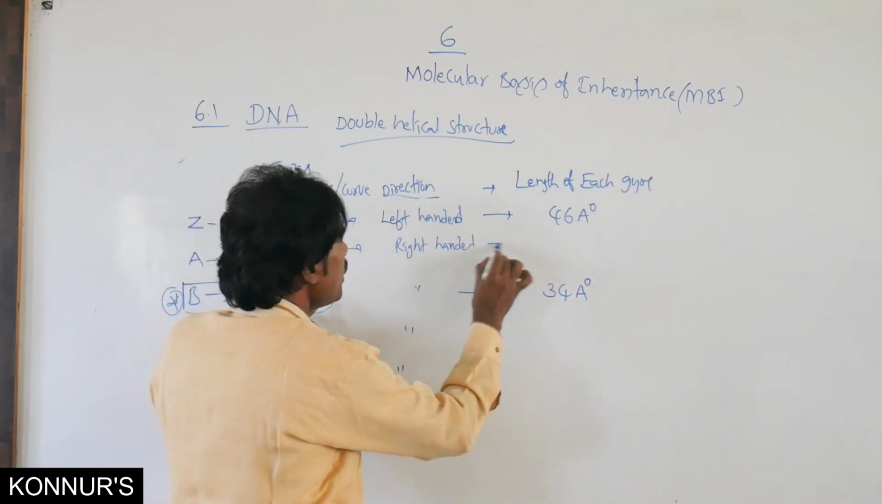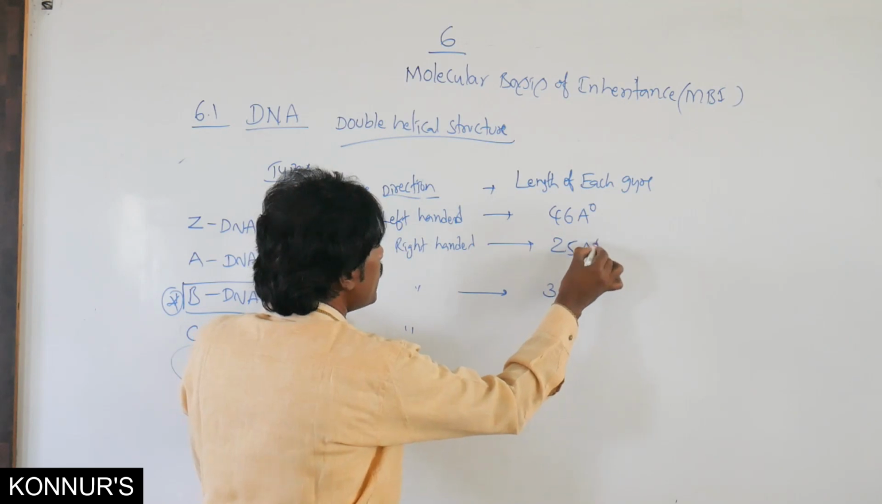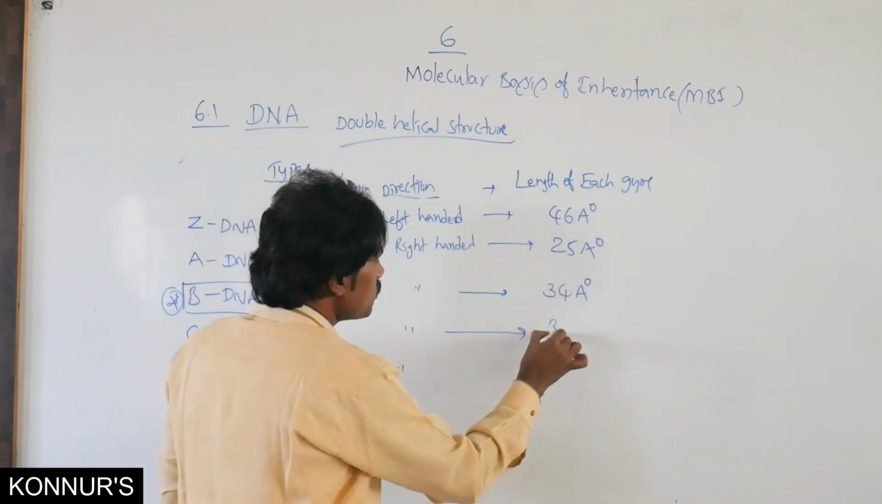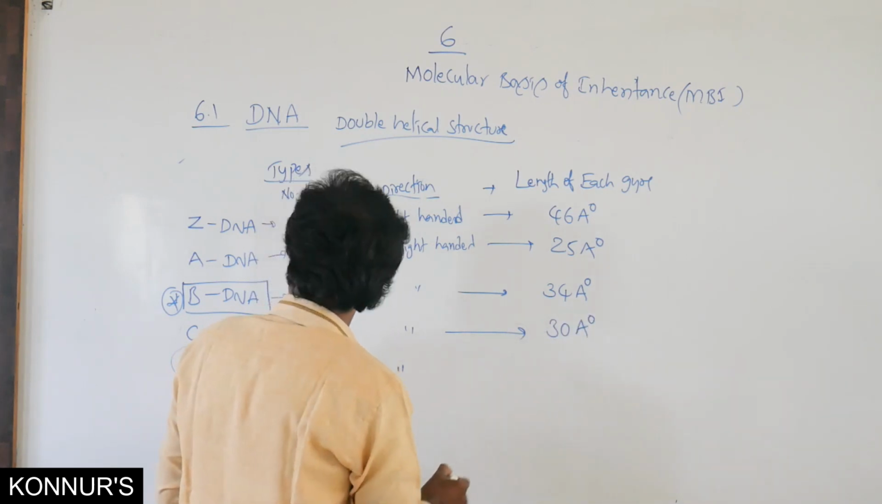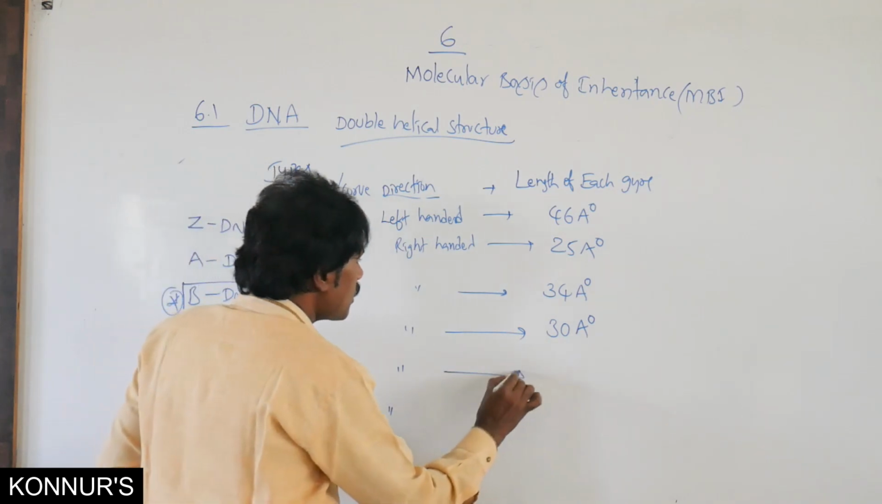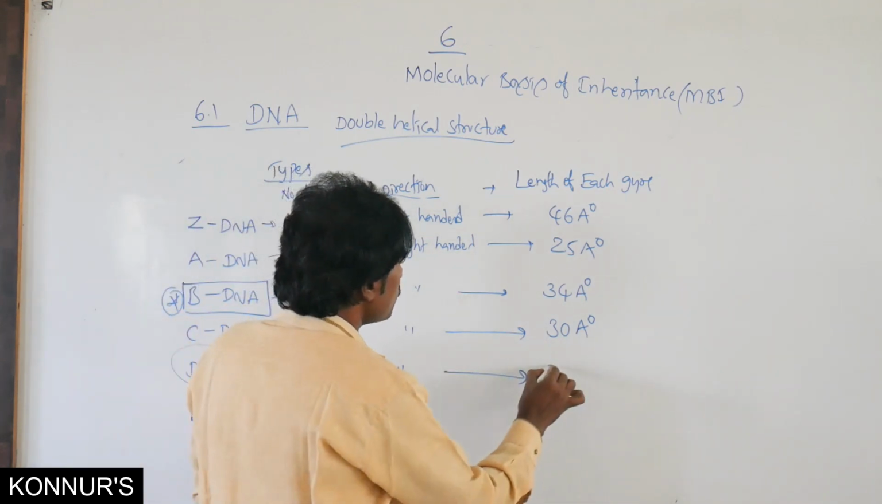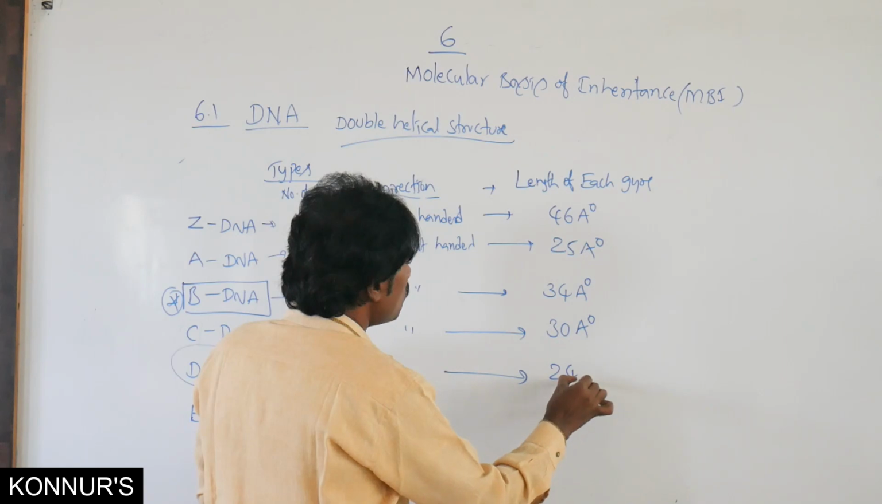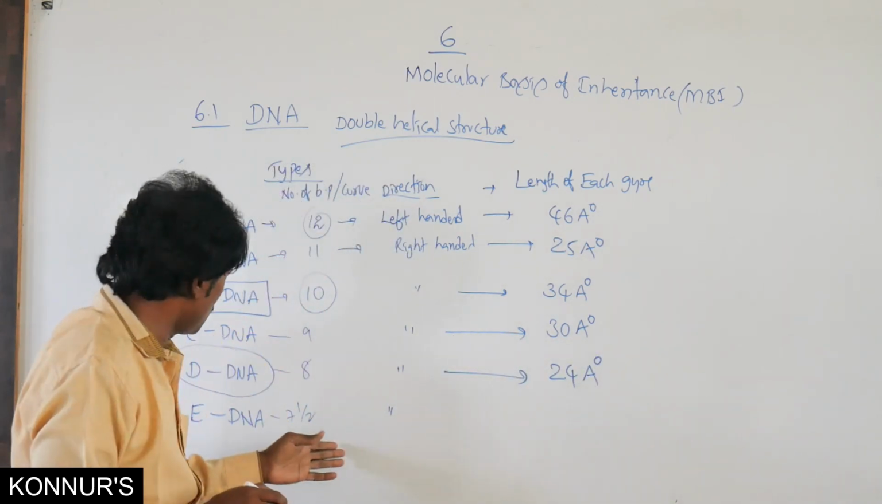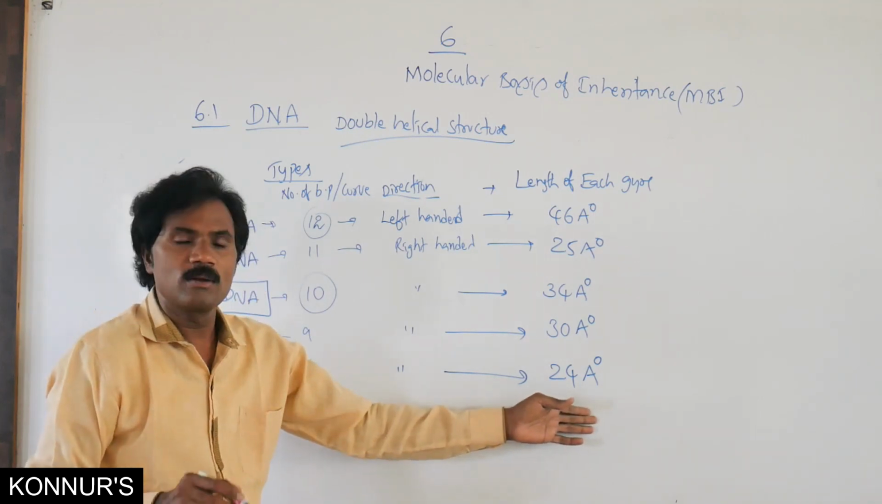Then A DNA, it is 25 angstroms. Then C DNA is 30 angstroms. Then related to E, DNA is 24 angstroms. Like this it is variably present. Here there is no specific one.